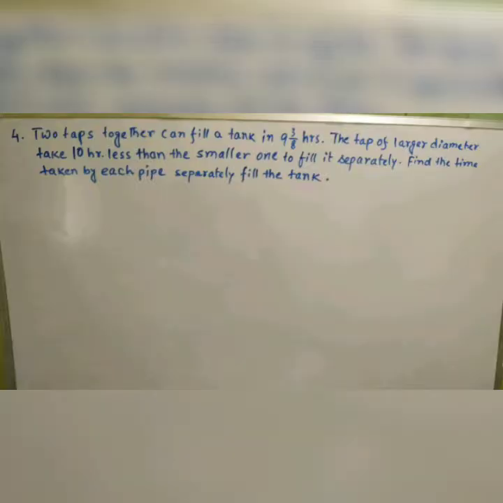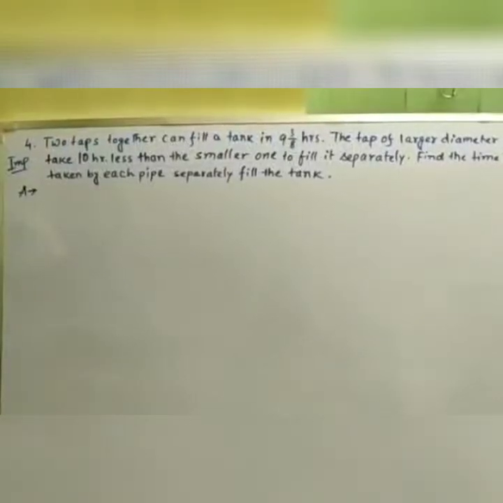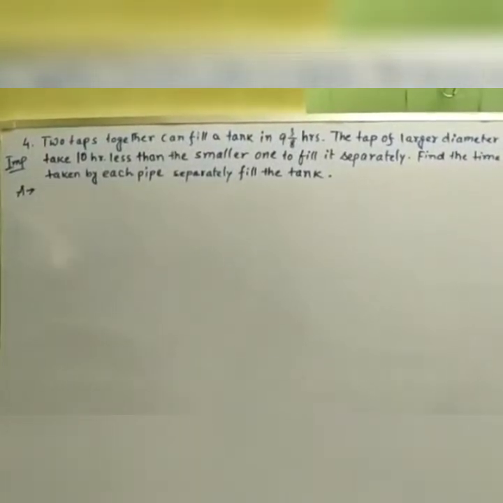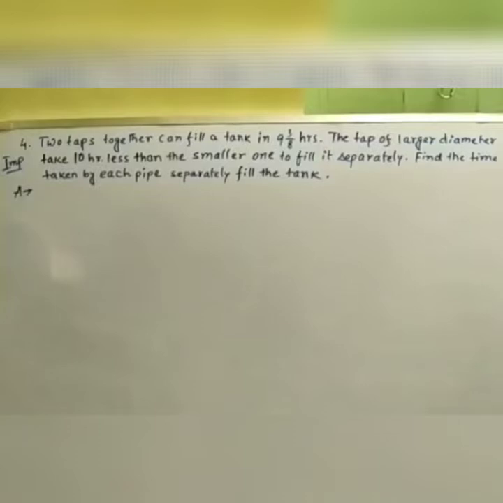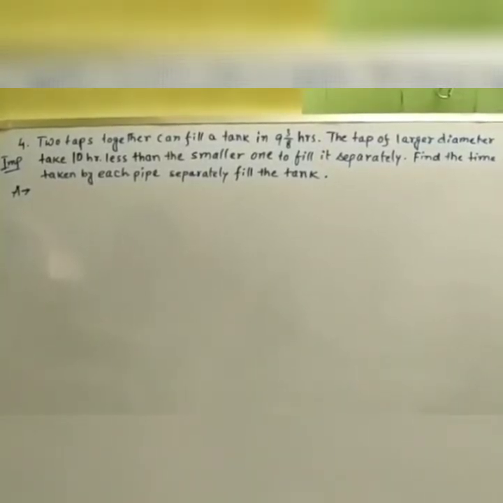Question number 4. Two taps together can fill a tank in 9 whole 3 by 8 hours. The tap of larger diameter takes 10 hours less than the smaller one to fill it separately. Find the time taken by each pipe separately to fill the tank. The most important question. It came earlier also many times. Two taps together can fill the tank in 9 whole 3 by 8 hours. The tap of larger diameter takes 10 hours less than the smaller one to fill it separately.